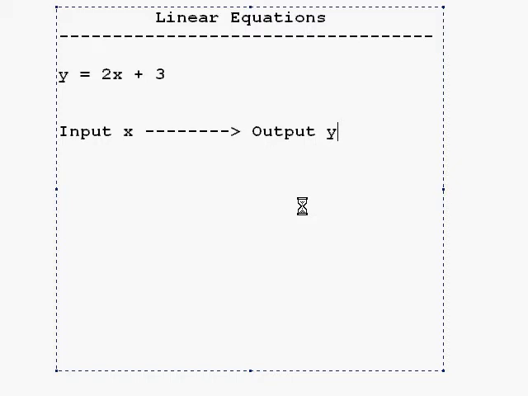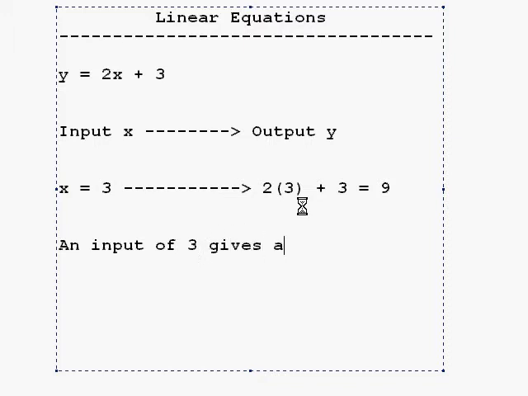Here's what I mean. Let's say x is 3, then the resulting y is 2 times 3 plus 3, which is 9. So an input of 3 gives an output of 9. What we're looking at with the equation is the group of all these different inputs we could put in, any number for x, and what we would get out as y.